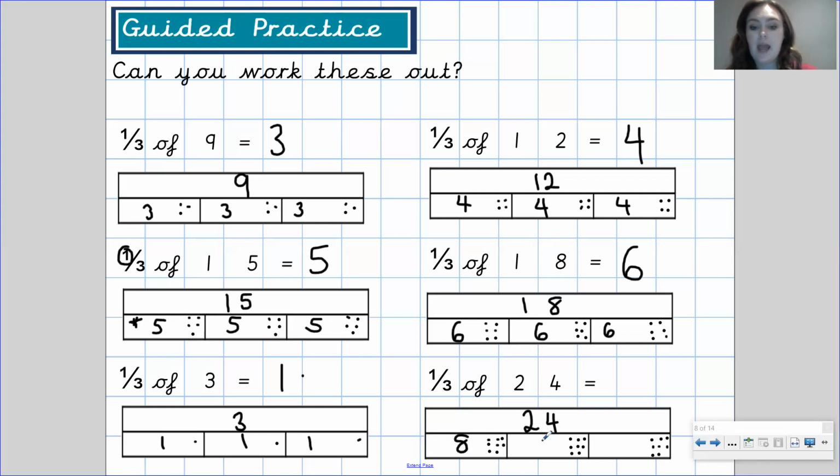Well done, we're going to be putting 8 into each part. So 1/3 of 24 is 8.